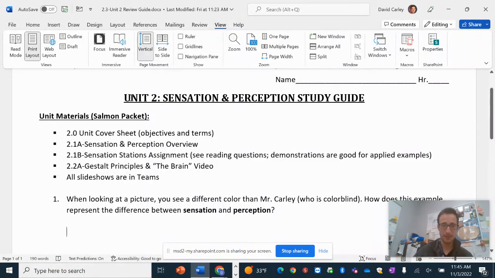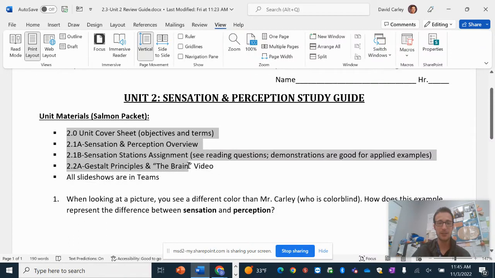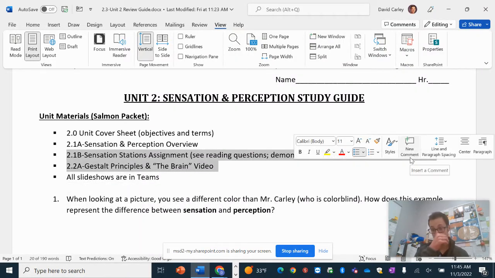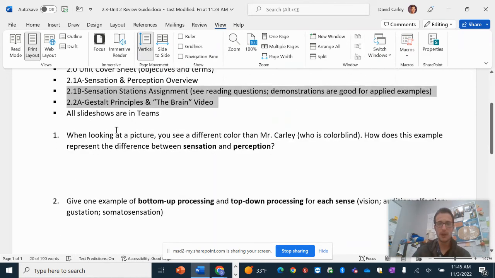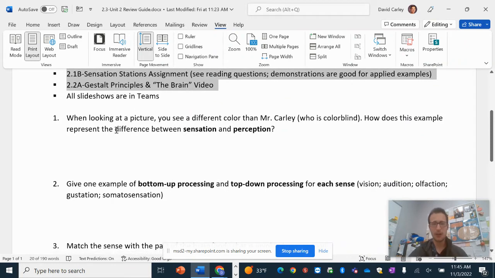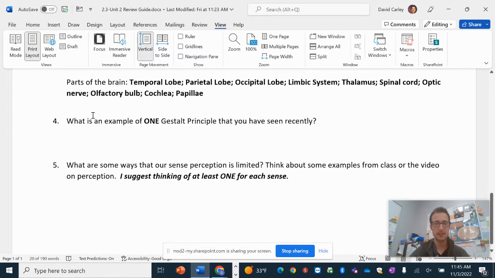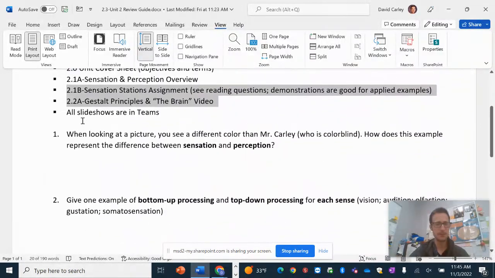Anyway, right at the top of the unit exam review, it says that you can find all the materials in your Selman packet, but there they are right there. Don't forget the sensation stations, which is actually blue if you have a paper copy, but that was an assignment that you turned in. If you have an electronic copy, it's going to be really helpful for some of that information from the unit as well. All the slideshows are on Teams, and by all the slideshows, I mean the one slideshow that was actually part of this unit. I'm going to go through the answers basically and type them in, and if you have any questions, let me know.